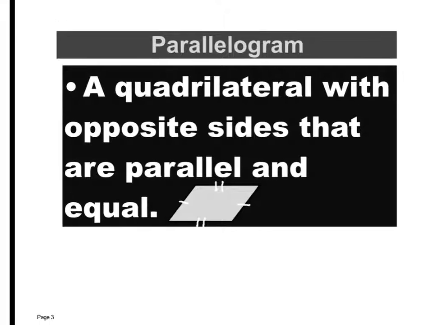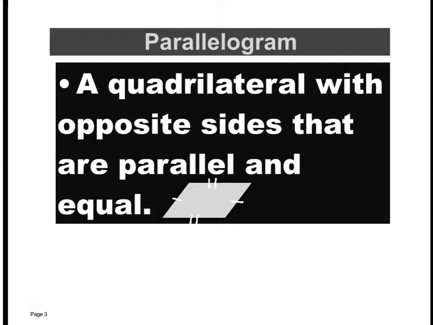Then we're going to talk about a more specific quadrilateral, which is a parallelogram. A parallelogram is a quadrilateral with opposite sides that are parallel and equal. So it's kind of like a trapezoid, except that the opposite sides are parallel and equal. A trapezoid only had one pair of parallel sides, and they didn't even have to be equal. See, the little tick mark means they're equal to each other. The two tick marks mean this side is equal to that side. So the opposite sides are parallel and equal. Any questions about parallelogram?